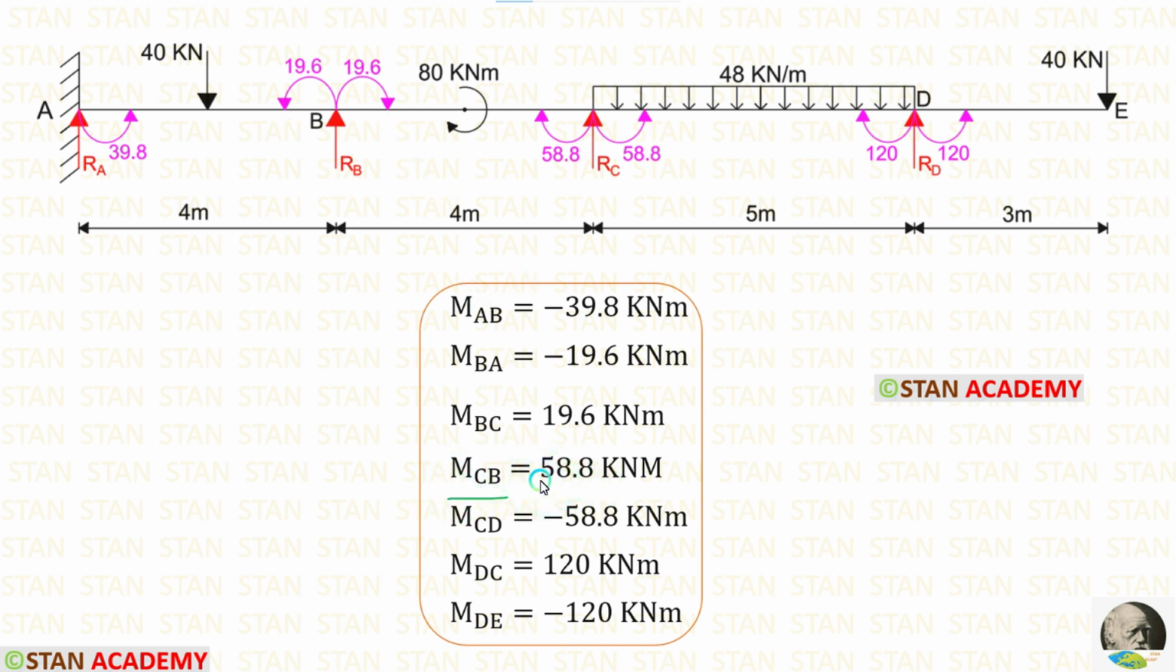For MCB, we got a positive value. That means it is acting in the clockwise direction. For MCD, we got a negative value. That means it is acting in the anti-clockwise direction. Now let us find the vertical reactions. First, let us take the span AB and calculate the vertical reactions. In the span AB, there are two moments, MAB, which is acting in the anticlockwise direction, and MBA, which is also acting in the anticlockwise direction.